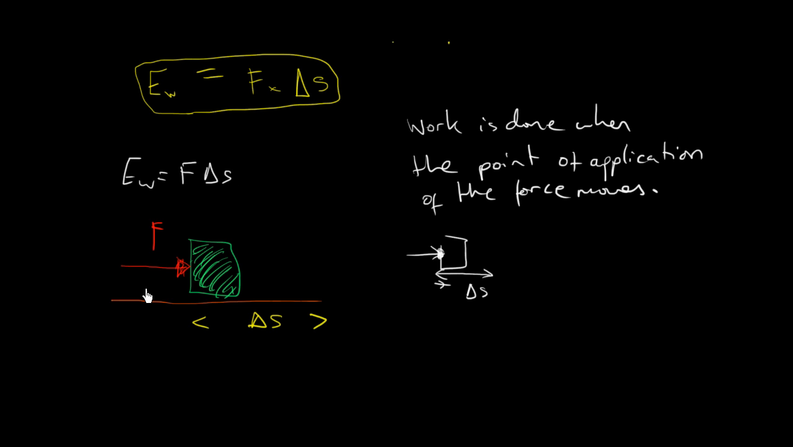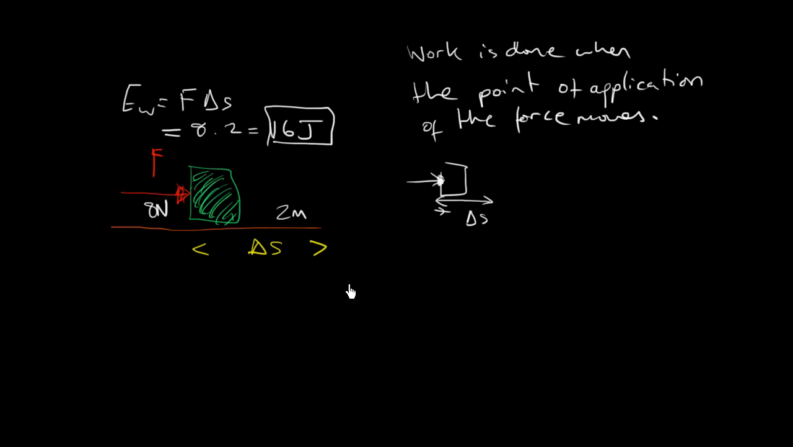So if the force was, for example, 8 newtons and delta S was 2 meters, then my energy increase, or the amount of work done in joules, would be 8 newtons times delta S, which is 2 meters. So that would be 16, and the unit of work is joules. So 16 joules would be the amount of work done on the system. So that's very easy to calculate.